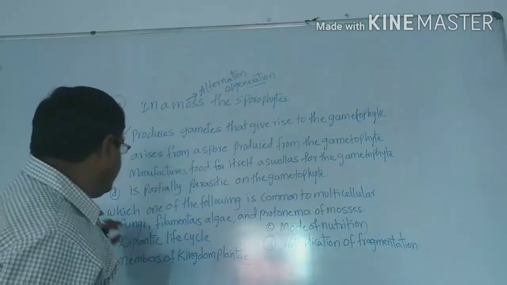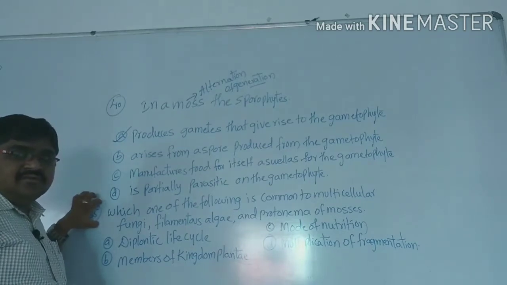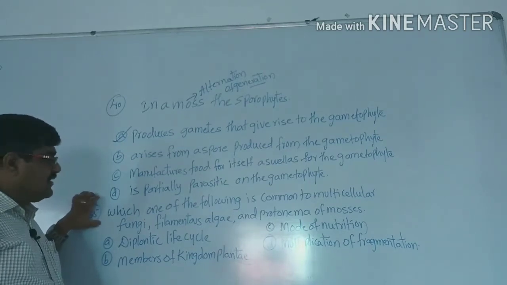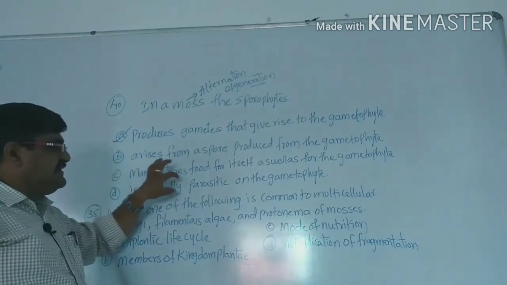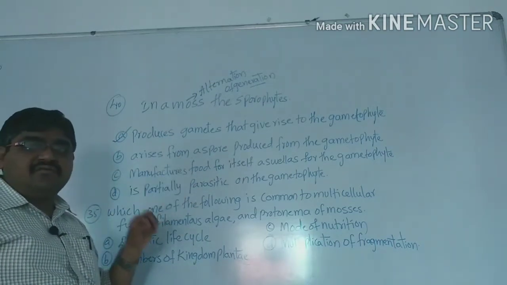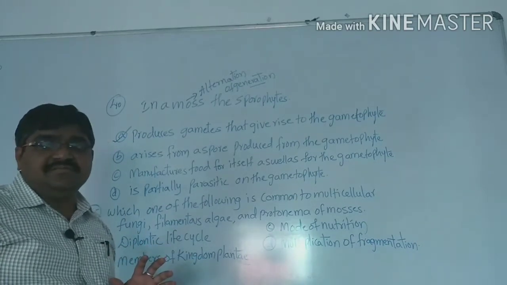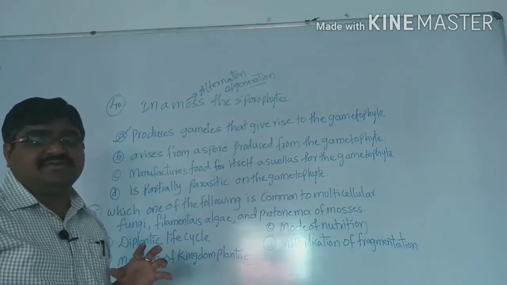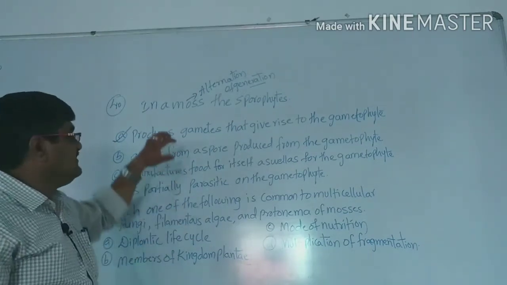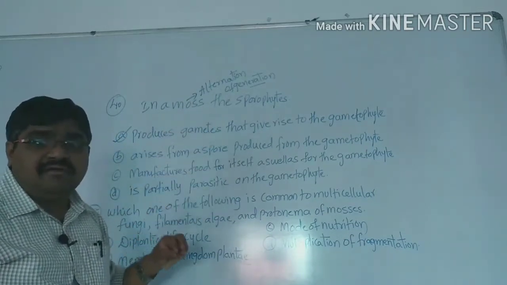Now, coming to the second question. In D also, it is partially parasitic on the gametophyte for food and nutrition, but that is not its main function. So it is not considered a sporophytic function. The main function is to produce the gametes that give rise to a gametophyte only.